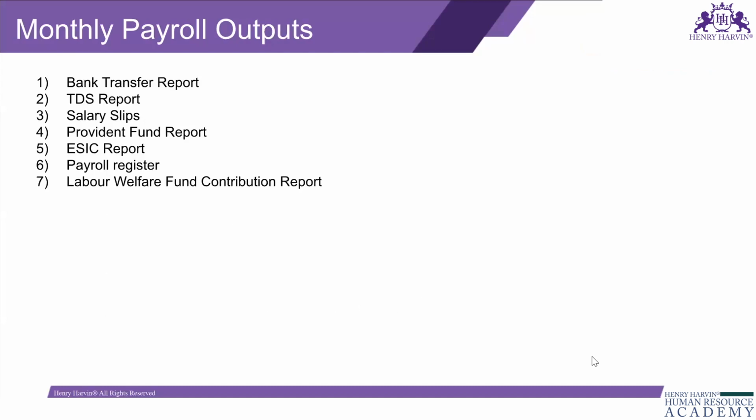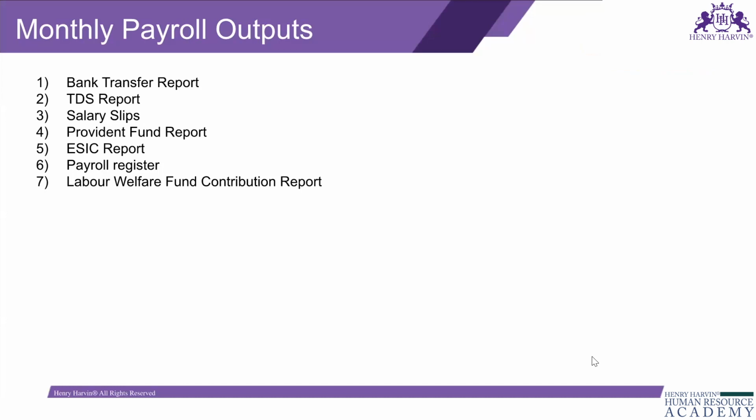Next is, you have received all the monthly inputs for processing the salary. What are the outputs? You have collected all the inputs and processed the payroll. Once you collect the input and process, what are the outputs you have to give?